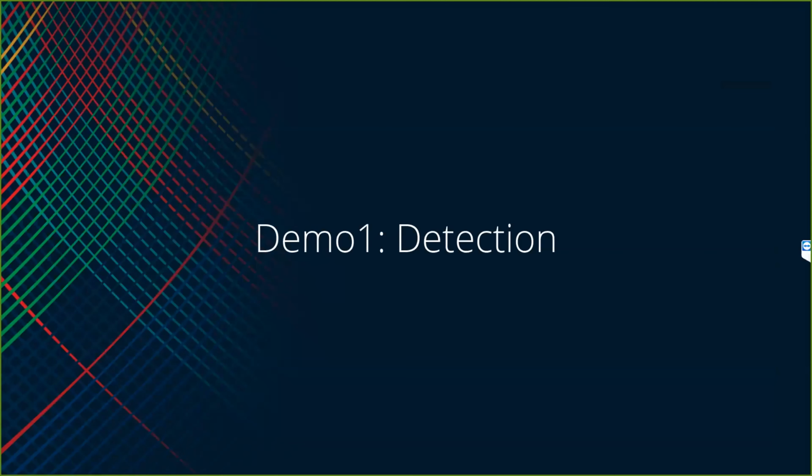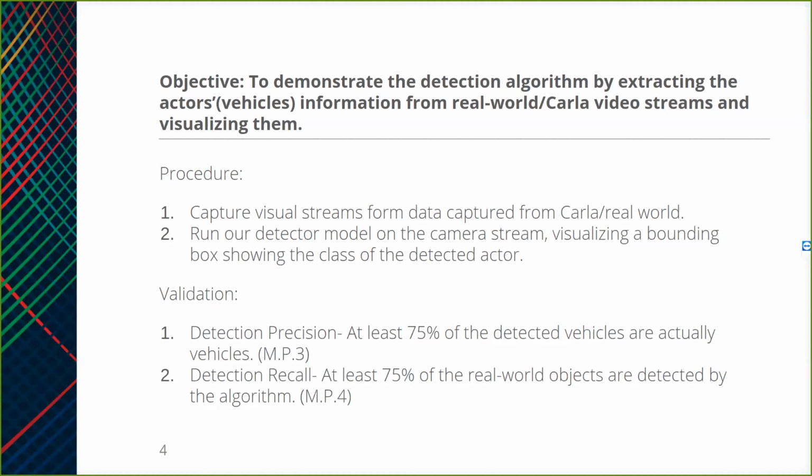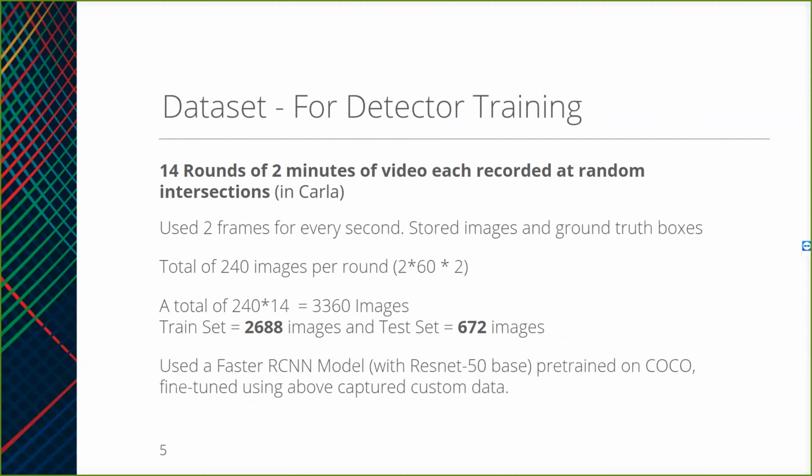So let's get started with the demonstration on the detection. This is from the SVD one pager that we shared. The process is basically we have the video streams and we'll be running the detector model on it. And the metrics that I mentioned, precision and recall, will be calculated against the ground truth. I'll go into the metrics after this.